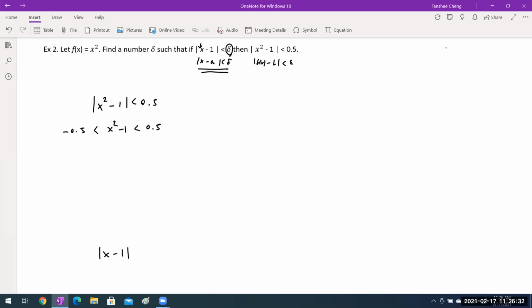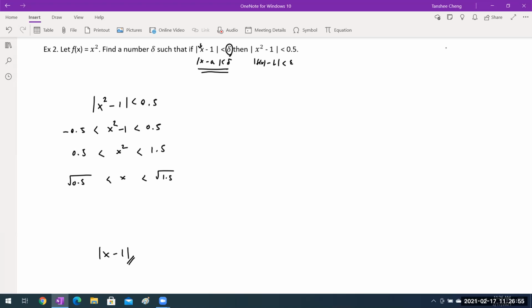And by adding 1, this will become 0.5 is less than 1.5. And when I take the square root on both sides, it will be 0.5 is less than x and less than the square root of 1.5. Oh, so I sort of get what x is bounded between. Now what I want to do is get this part.